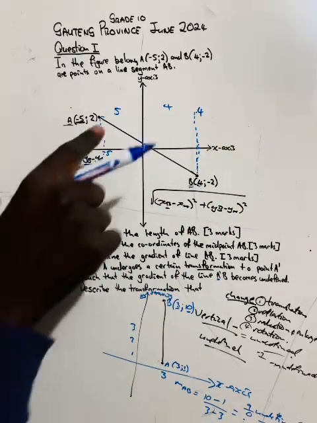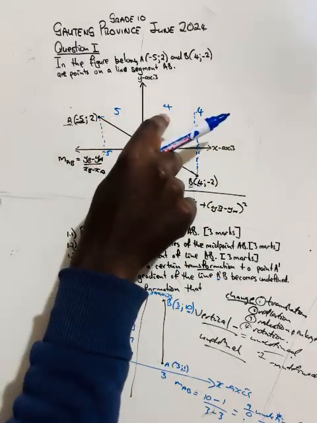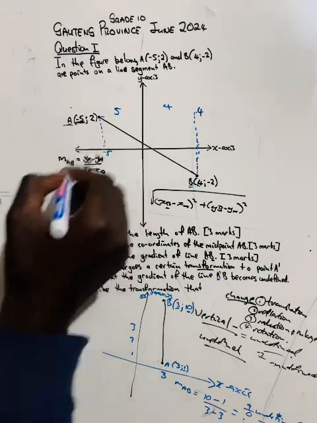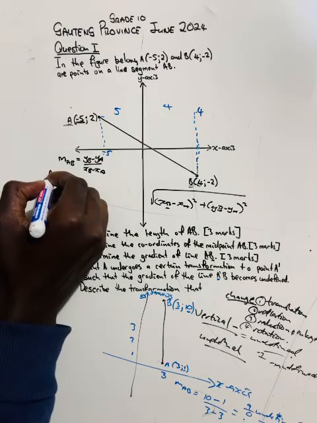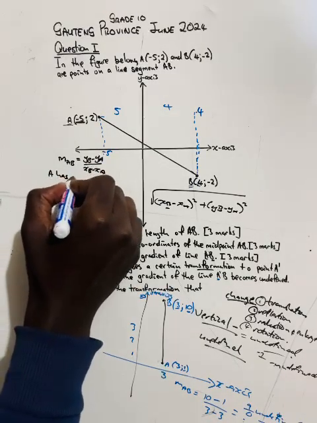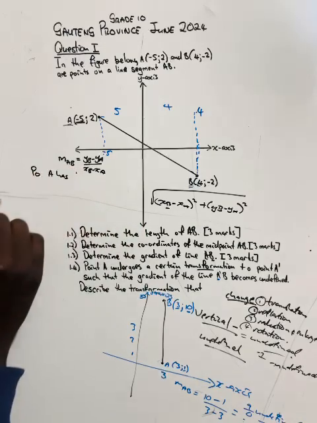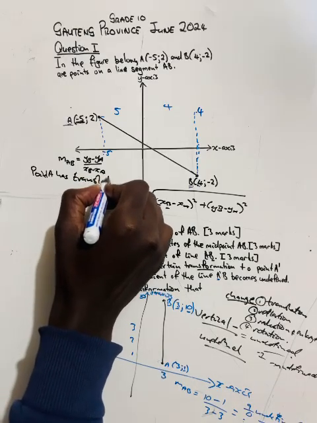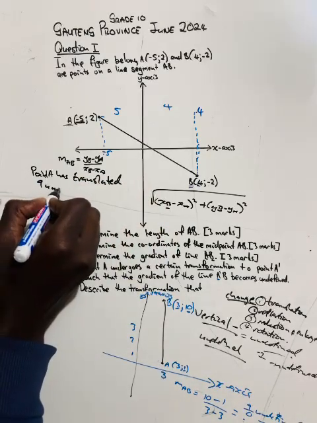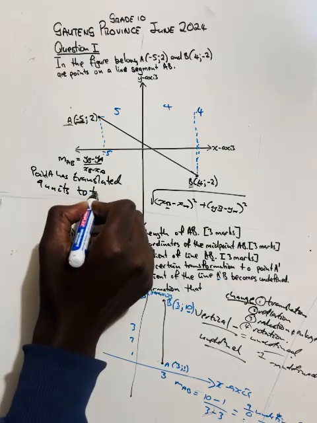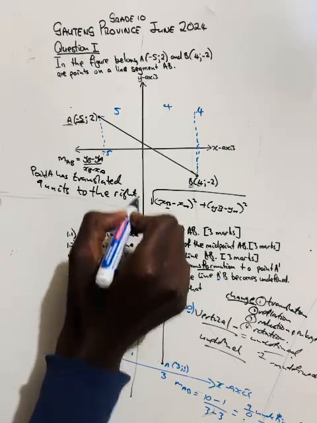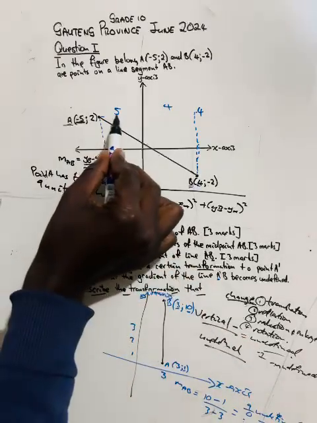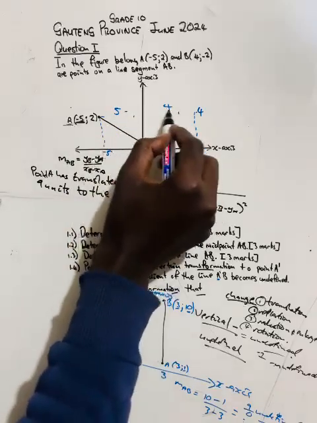In other words, what has happened? I have moved 5 plus 4. So if I'm to give the answer, I would say that point A has translated 9 units to the right. That is the answer they needed when they say describe the transformation that occurred. It has moved how many units? This 5 and that 4, 5 plus 4, which is 9.